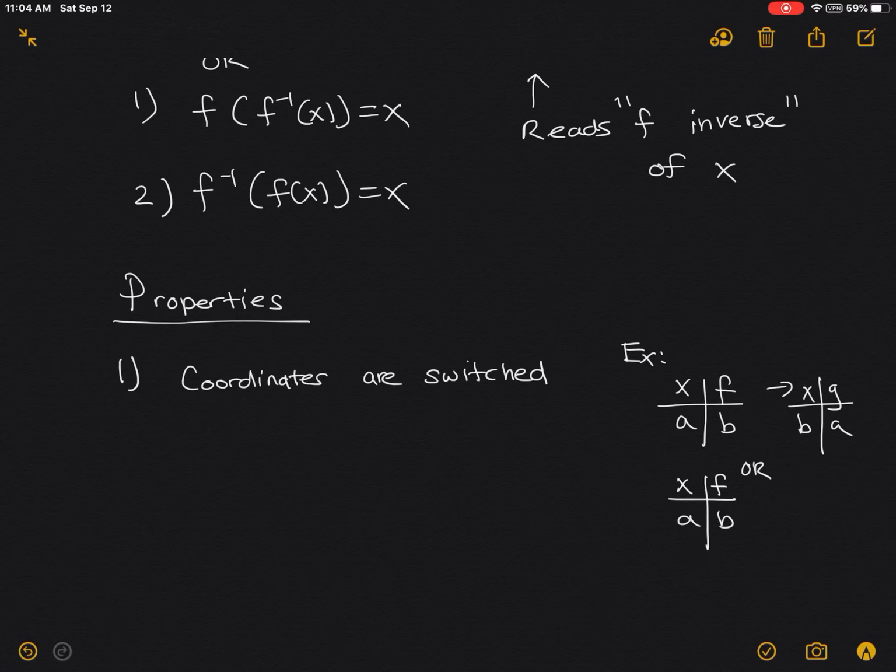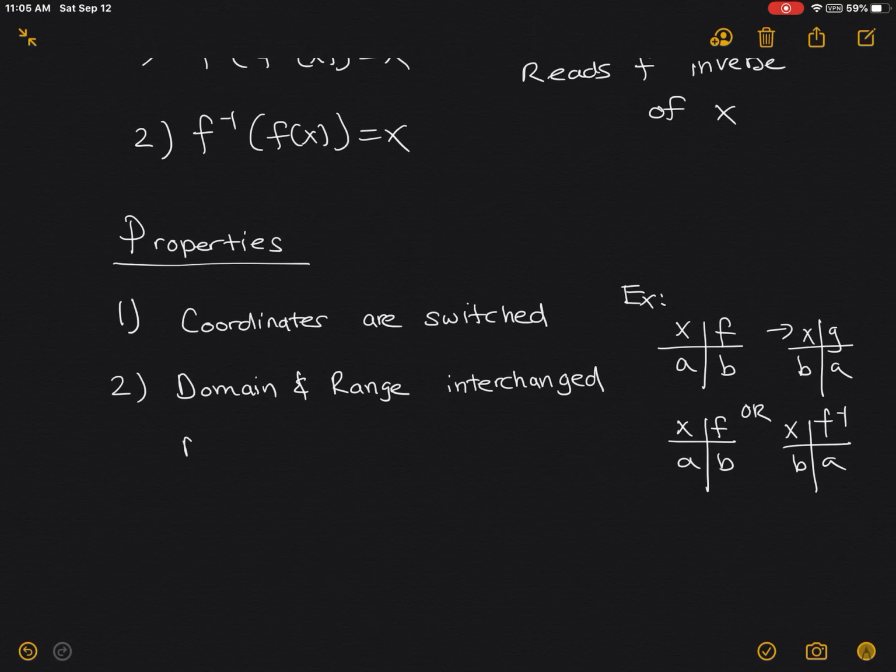Okay, or the alternative notation is, let's say I have x, here's f, here's a, here's b, and I have x, here's f inverse, b and a are interchanged. Okay, so the coordinates are switched between a function and its inverse. Not only are the coordinates switched, the domain and range are also interchanged.